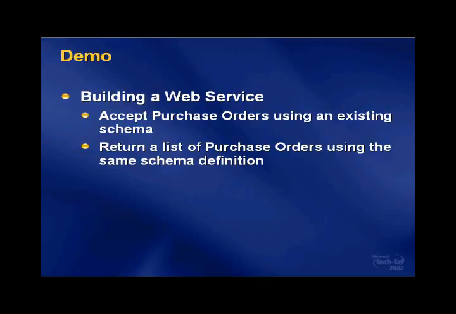So there's actually an easier way to do this, and that is by creating ASMX classes and then iterating through the resulting web service to create the WSDL that we want to create. So to show you how this works, what we'll do is go through, use an existing schema for a purchase order, and then build a web service that can accept purchase orders from that schema or return a list of purchase orders using the same schema definition.